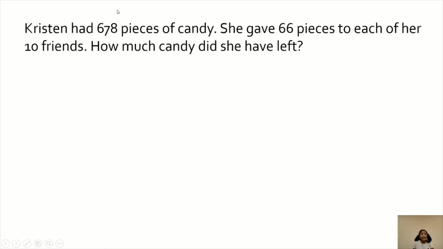So we know that she had 678 pieces of candy as a total. And she gave 66 pieces to each of her 10 friends. Then how many pieces did she give altogether? That's right! You would do multiplication. You need to multiply those two numbers together. I'll give you some time to figure out the product.